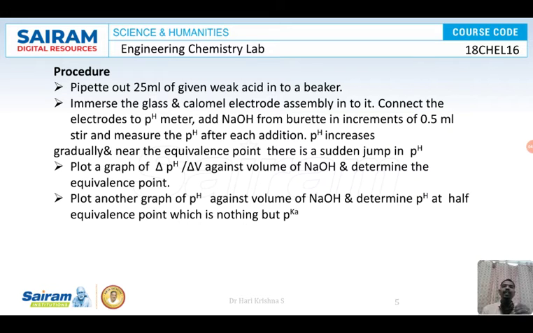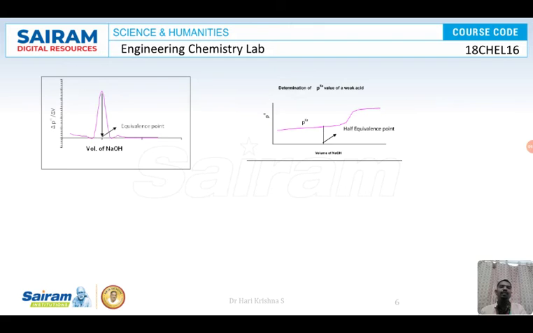Then plot a graph of delta pH by delta V against volume of NaOH and determine the equivalence point. Later plot another graph of pH against volume of NaOH and determine the pH at the half equivalence point.